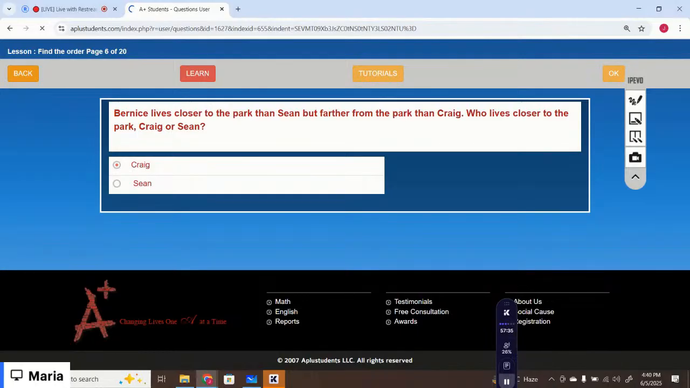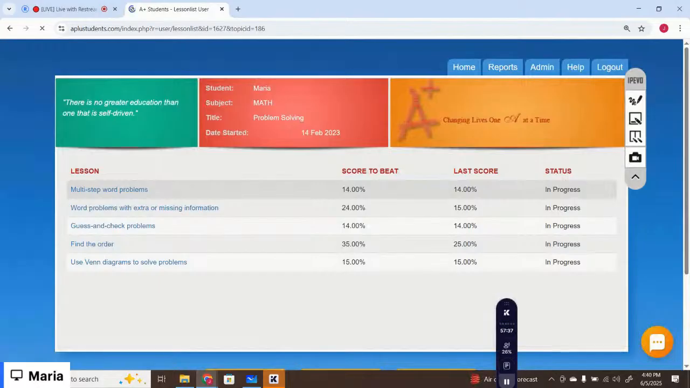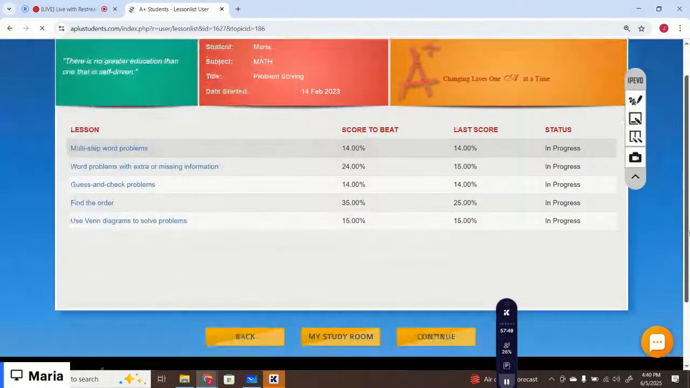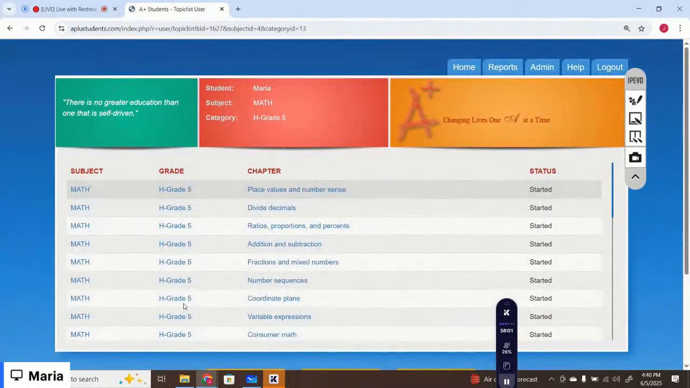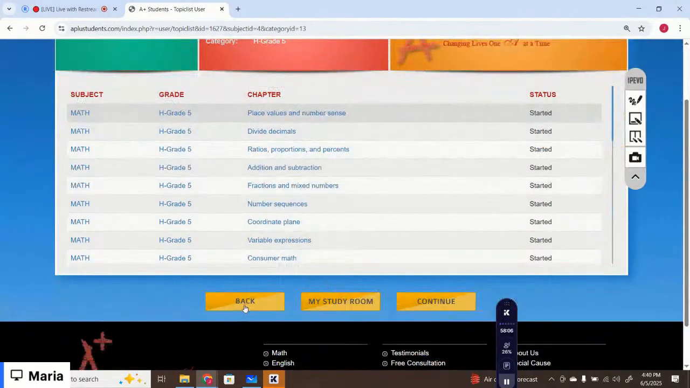So we were working on grade 5 math. The chapter we were working on is problem solving. The lessons we have covered today are multi-step word problems with extra or missing information, guess and check problems, and find the order. So please make sure before the next session to complete all the practice questions for the lessons we just did. That is your homework until next session.